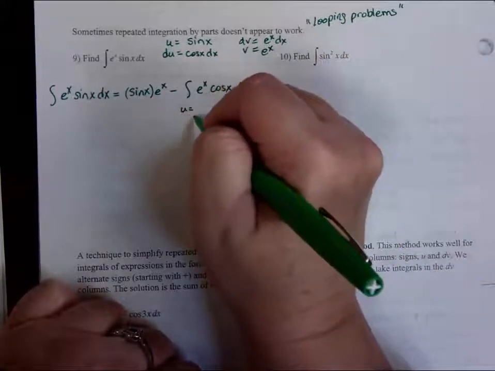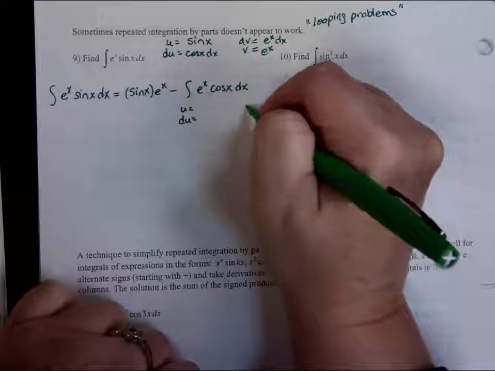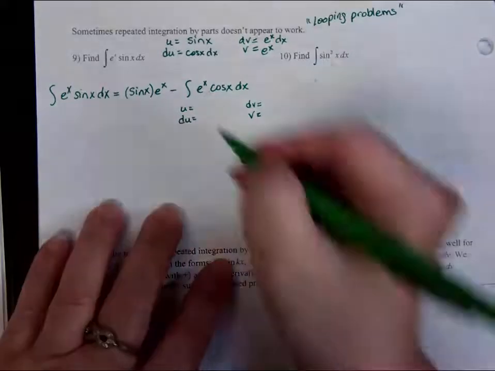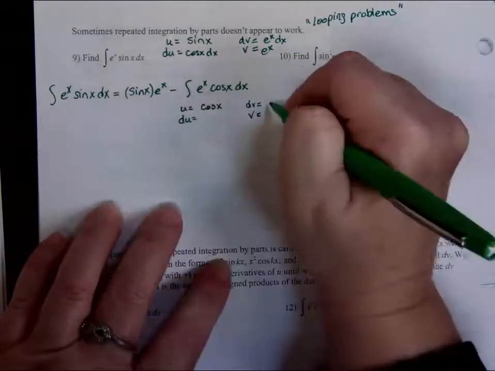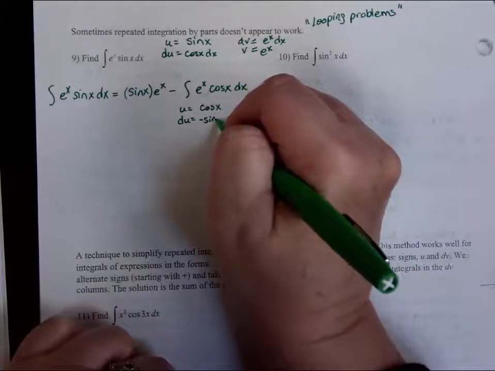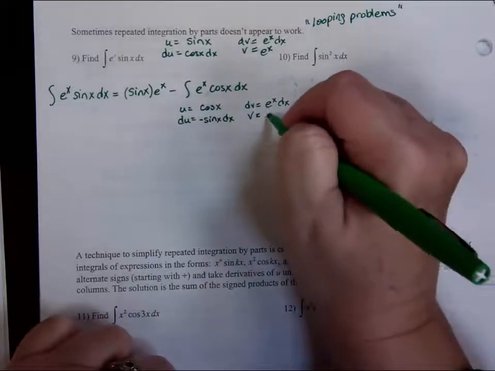So u equals, du equals, dv equals, and v equals. Using the same procedure, the trig function is u, the dv is e to the x, just like before. So this time, u is cosine, and the dv is still e to the x, because it didn't change. So what is du this time? Negative sine of x dx, and v is still e to the x.